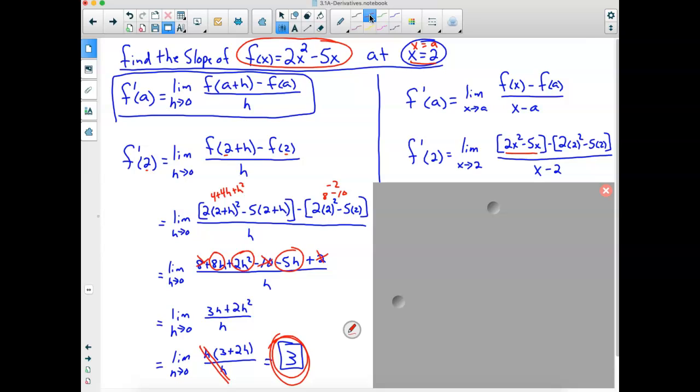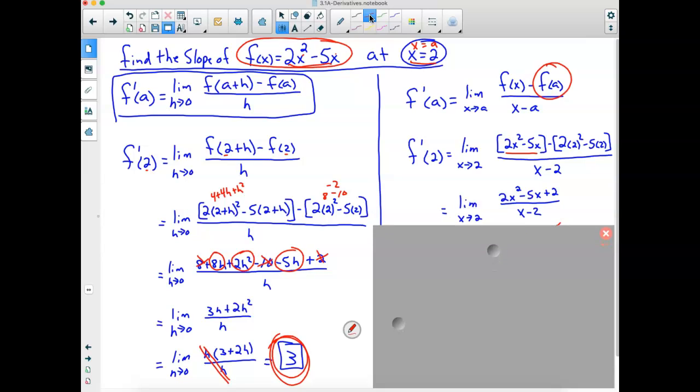Well, here's my f of x function. It's defined there. And over here, f of a, well, that's actually plugging my 2 into my function up here. So I plugged it in there, and it's over x minus a. So as I'm cruising along, this whole side right in here ends up being negative 2. So my whole numerator is 2x squared minus 5x minus negative 2x, so that's why it's a plus.